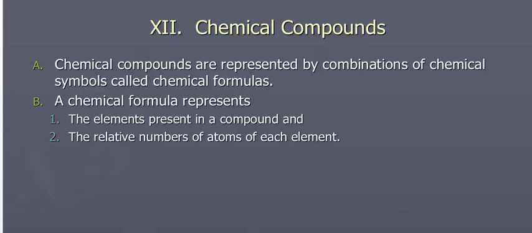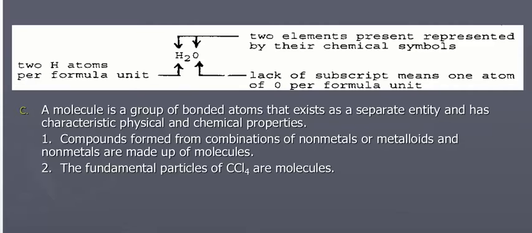Chemical compounds are represented by combinations of chemical symbols called chemical formulas. A chemical formula is going to represent the elements present and the relative numbers of atoms of each element. So in a chemical formula, for example, H2O, it's going to tell you that there's hydrogen present and there's oxygen present, and that there's 2 hydrogen atoms per formula unit and 1 oxygen atom per formula unit.